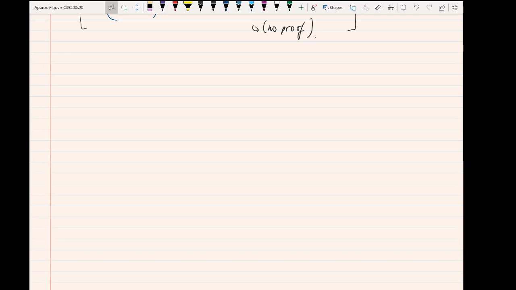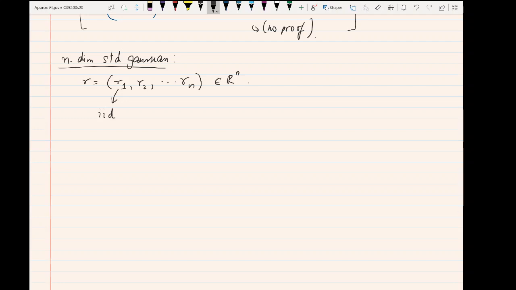So let's go on to the n-dimensional standard Gaussian, which is basically a vector in n-dimensional space where every coordinate, suppose I take r equal to r1, r2, and so on until rn, each of the ri's is independent and identically distributed, and they are all standard Gaussian variables. So every coordinate is independent and identically distributed according to the distribution that we had seen above. The first point about this, and possibly one of the most important points, is that this distribution is spherically symmetric.